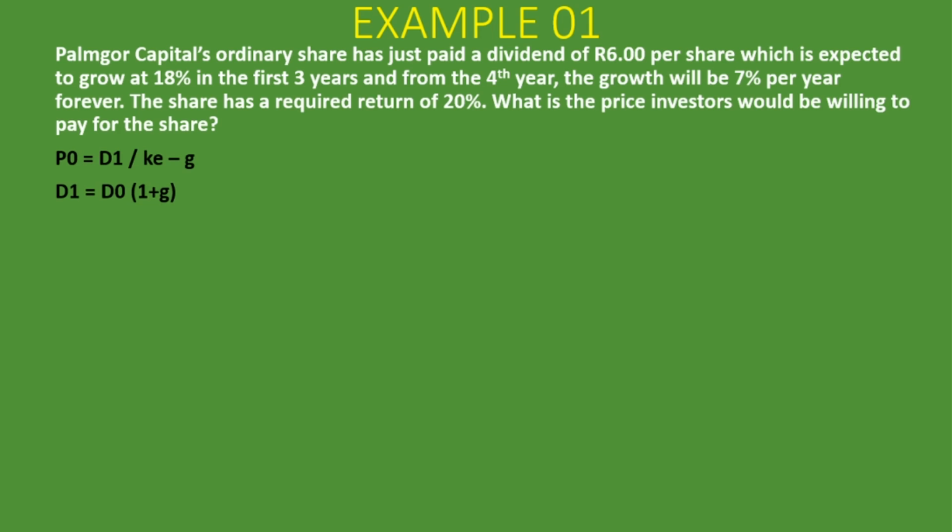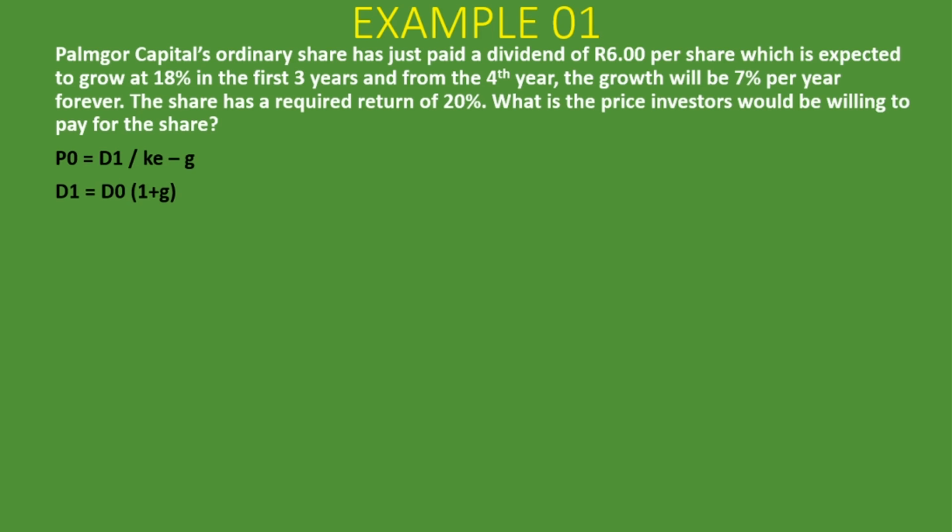What is the first thing? We have to calculate the dividends from year 1 to year 3. Remember, we have to calculate the dividends for all the years in the supernormal period, and we are told that it's for the first 3 years, right? It's expected to grow at 18% in the first 3 years. So we have to calculate the dividends from year 1 to year 3. Okay, and then after we've done that, we have to calculate the market price per share at year 3. Okay, and then we'll discount them to year 0 and then add them together, and we get the current market price of a share.